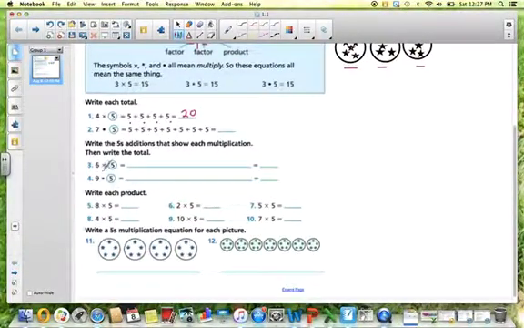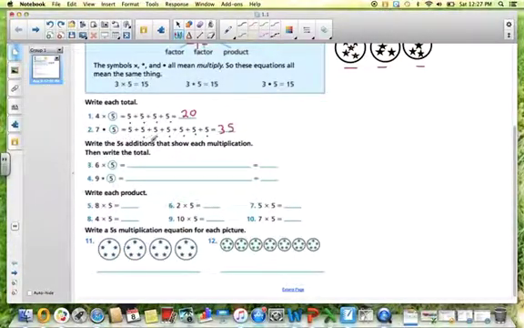All right, let's work on number 2. It says 7 multiplied by 5 equals 5 plus 5 plus 5 plus 5 plus 5 plus 5 plus 5. Whew, that's a lot of 5s. So let's get our fingers out, way easier. 5, 10, 15, 20, 25, 30, 35. So 7 times 5 is 35. Great.